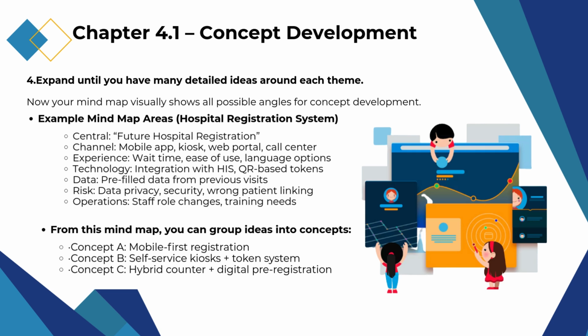For example, in a hospital registration system, the central idea might be future hospital registration with branches for channels like mobile app, kiosk, or web portal. Experience factors like wait time and ease of use. Technology like HIS integration or QR tokens. Data management, risk considerations like privacy. And operations including staff roles. From this map, ideas can be grouped into concepts such as mobile-first registration, self-service kiosks with token systems, or a hybrid of counter and digital pre-registration.